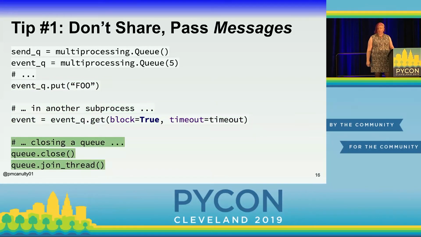And closing a queue, for a long time I thought I just had to close them. Turns out you have to wait for its associated thread because it's a pipe. Every queue, when you create it, creates a thread that manages the data through the pipe, because the pipes can fill up faster than the queuing system.